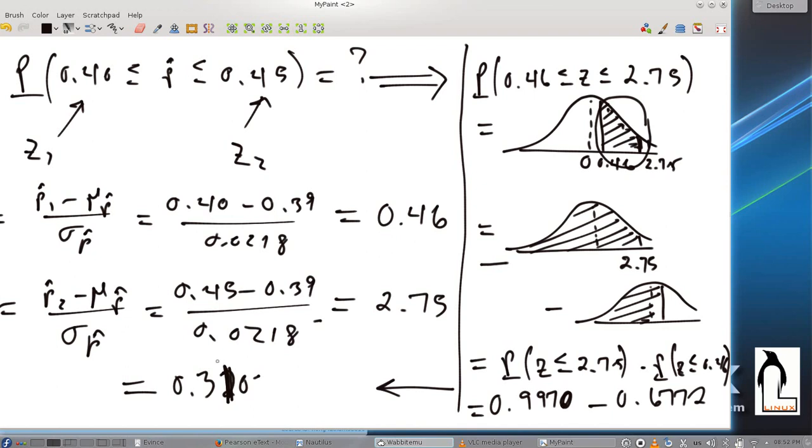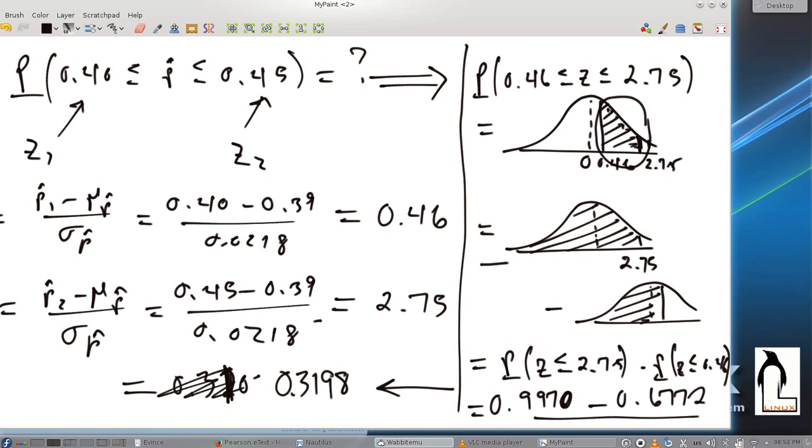And then this one here will give us a 9. In other words, the whole answer is this. Subtract these two right here. So 0.3198. There, that's the right answer. Okay.